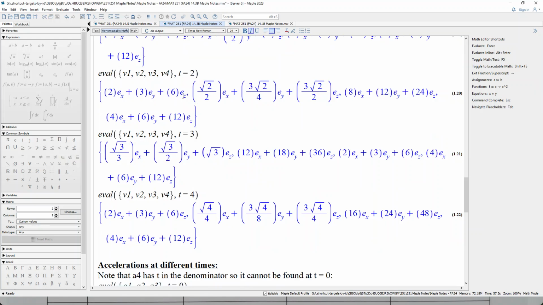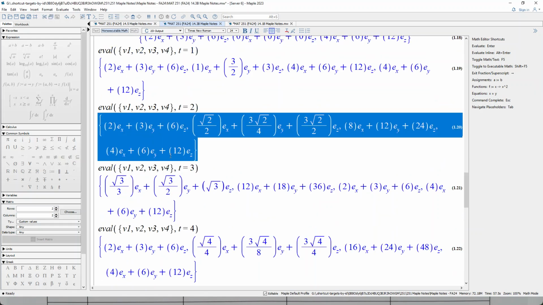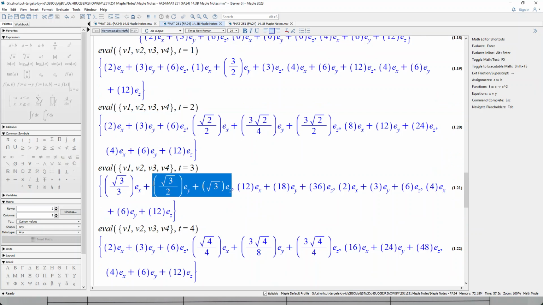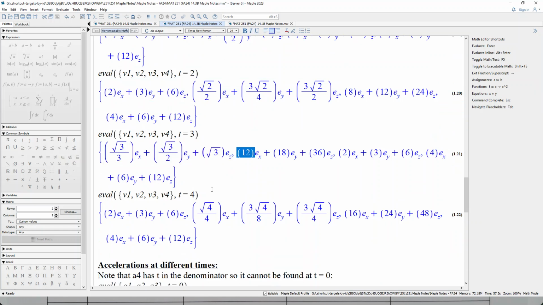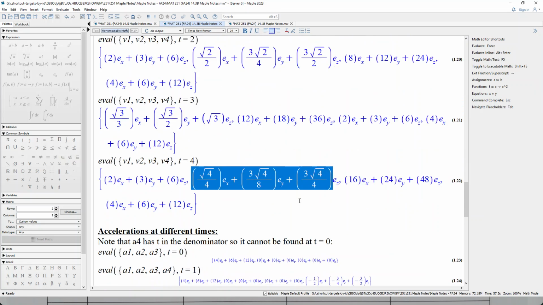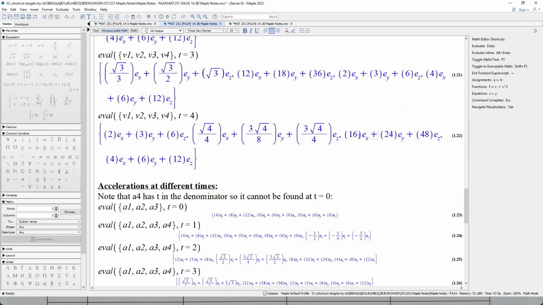And even worse, like this one, it's putting V1 in front. This one, it's putting V4 in front. Who knows why? Nobody knows why. V4 is the one with all the square roots in it, though, if that helps. And then V3 is actually pretty easy to find.